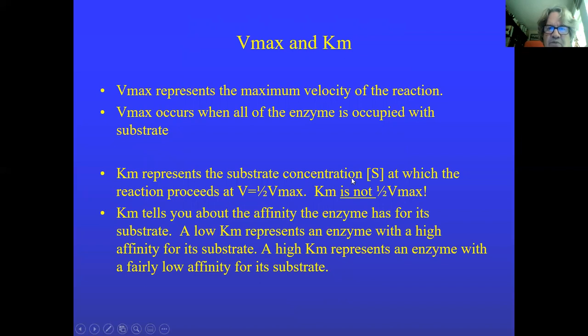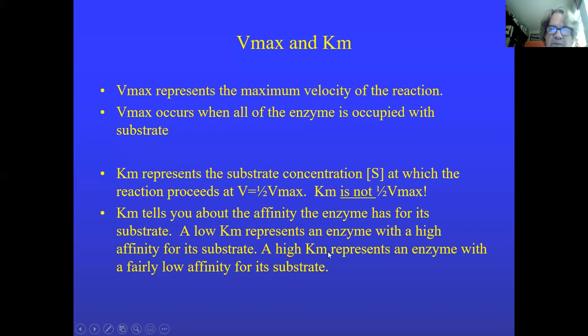Km represents the substrate concentration S at which a reaction proceeds at velocity equal to half Vmax. Keep in mind, Km is not half Vmax. It is the substrate concentration at half Vmax. Km tells you about the affinity the enzyme has for its substrate, right? A low Km represents an enzyme with a high affinity for its substrate. In other words, the enzyme binds to its substrate well, so it really interacts with substrate effectively.